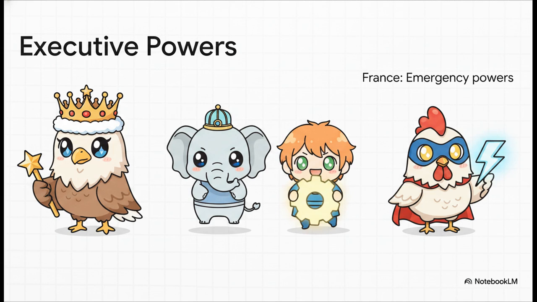Under Article 16, the French president acts as an arbitrator, sure, but they also hold extraordinary emergency powers that allow them to take virtually any measure necessary if the republic is under immediate threat.